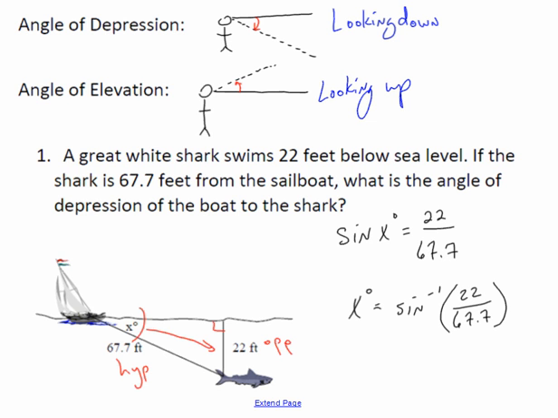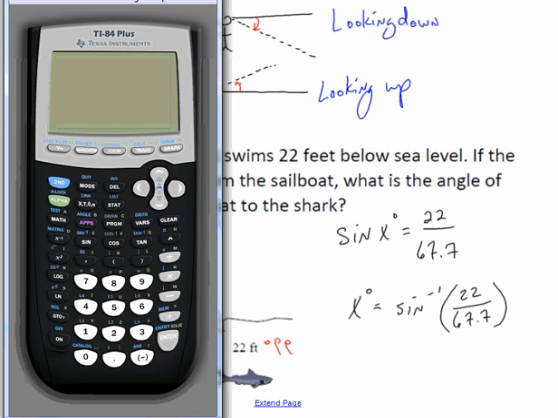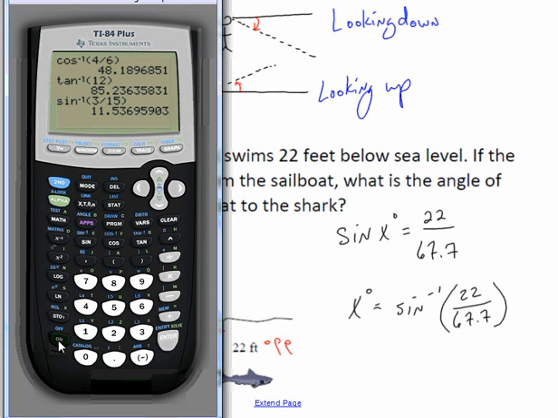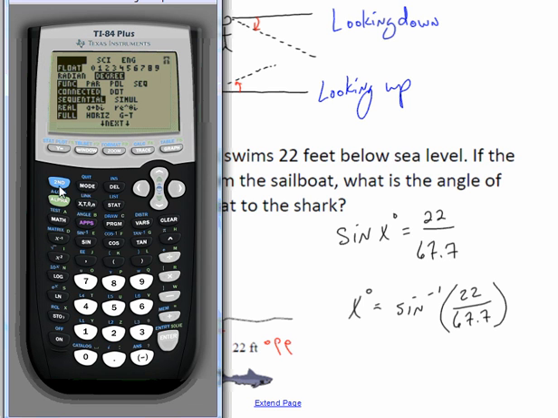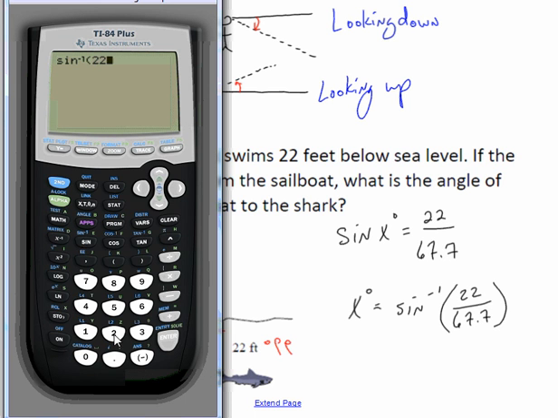So I need to go now and grab my handy-dandy calculator. There he is. Turn it on. Oh, come on, calculator. Hey, there we go. Calculator's on. First thing you always want to do is make sure your calculator is in degree mode. Mine is in degree mode. So then I'm going to put in here inverse sine, so that's second sine, of 22 divided by 67.7.